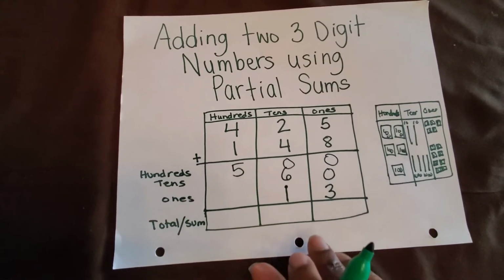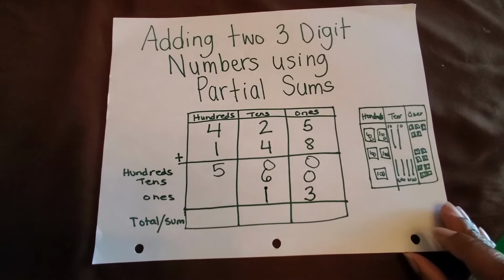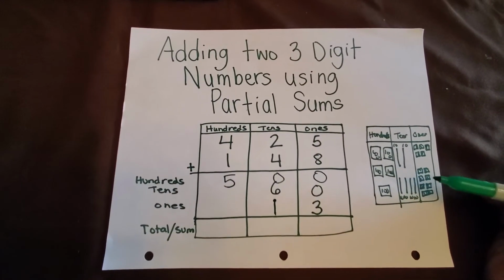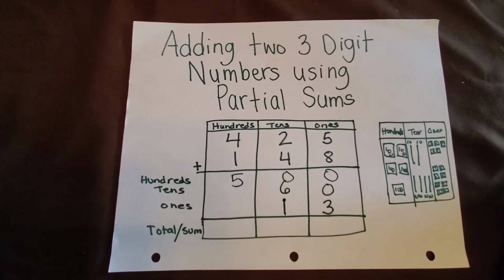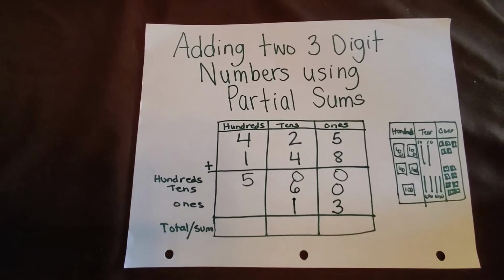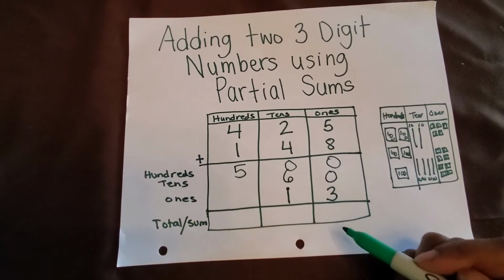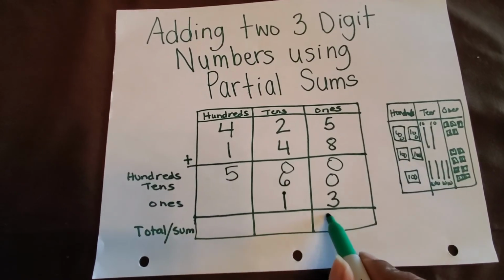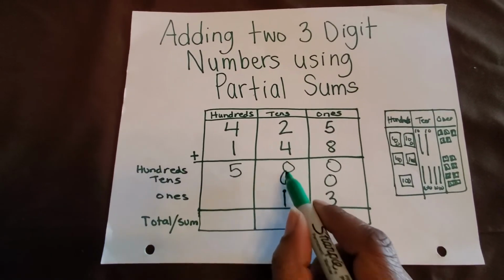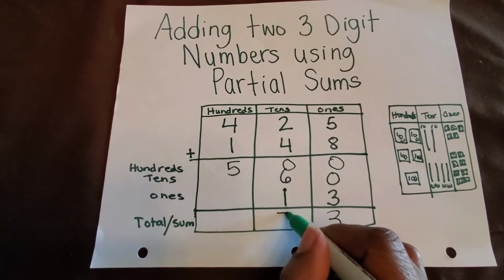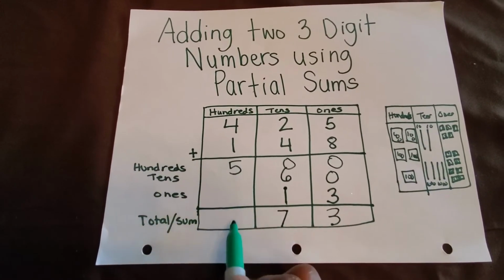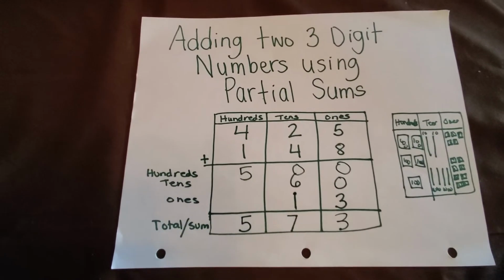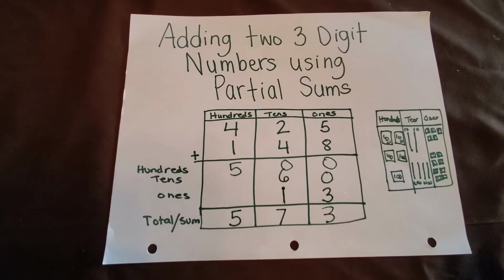This is probably one of the easiest ways, aside from just making the model with the base 10 blocks, to add if your scholar is struggling. And so you just add the numbers down in the column. 0 plus 3 is 3. 0 plus 6 plus 1 is 7. And then 5, nothing to add with it. It's 5. So your sum is 573.